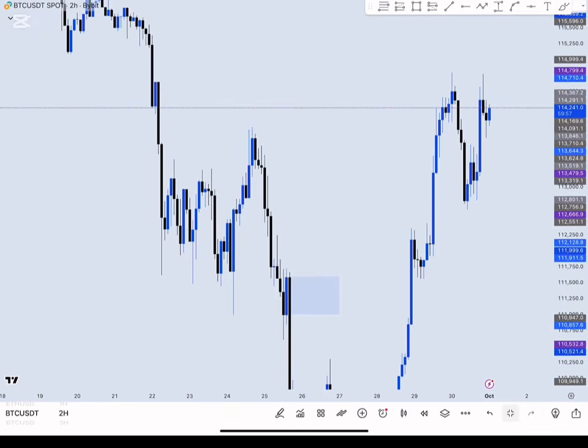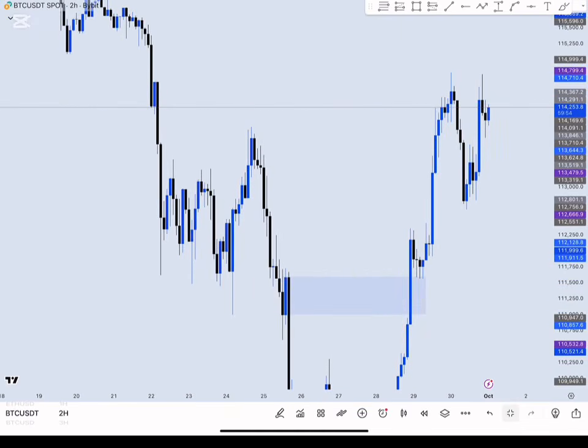But in that scenario, what happened? The market violates it. So this order block here is now a breaker block. You can see after the market failed to use it to do any reaction, the market violated it. Then it came back into it and used it as a breaker block and pushed up.